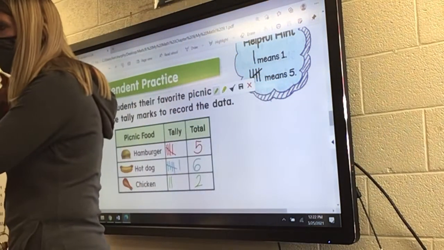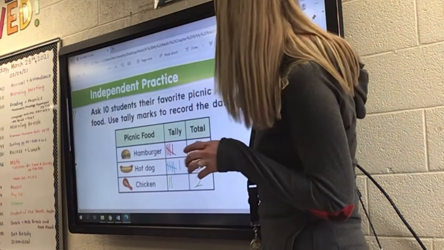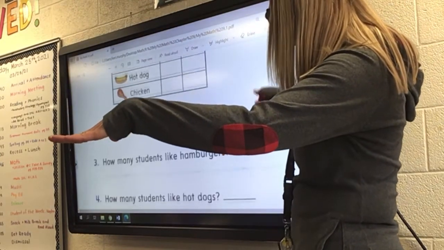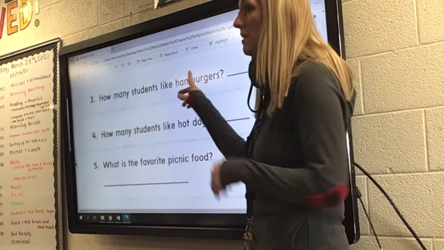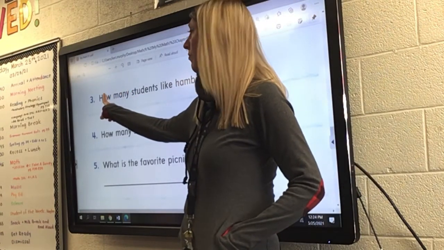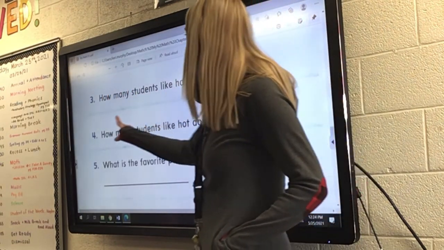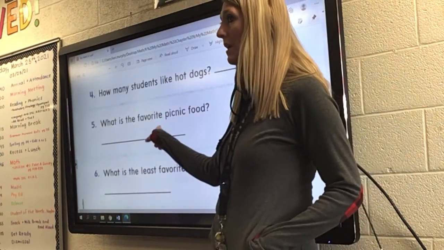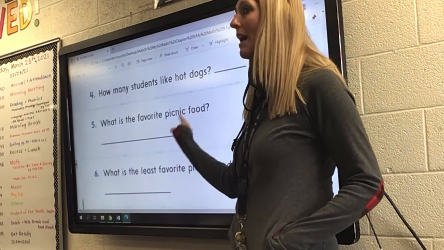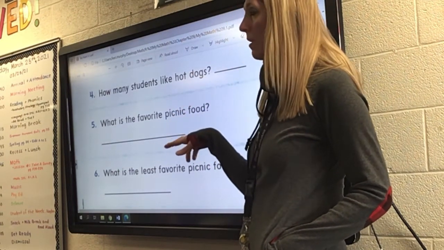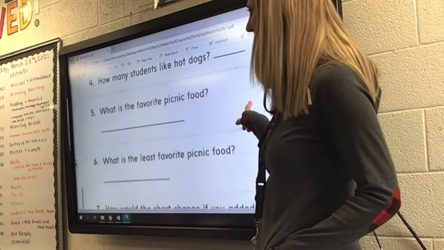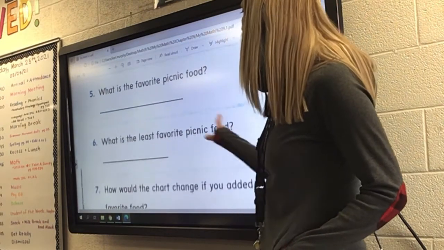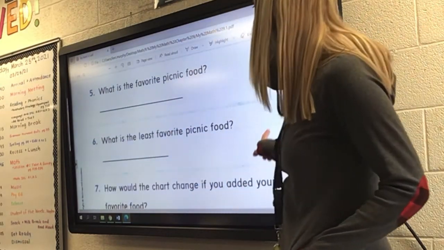Now, what we're going to do is Mrs. Murphy and Mrs. Stewart are going to see if you can take this information. Now you have it on your chart. Mrs. Murphy is going to make it disappear. Now, look at the questions. You're going to do this on your own. How many students like hamburger? How many students like hot dogs? And then what is the favorite picnic food? So which one had the most? If it was ever a tie, you would have to write both. But since we did not have a tie, because Mason was the tiebreaker, you can pick the most. What is the least favorite picnic food? Chicken. And then number 7.